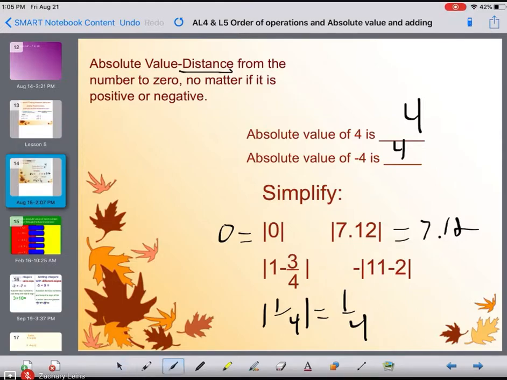All right, so here what we're going to do is do what's in between the absolute value grouping first. So we have 11 minus 2, so that's going to be the negative absolute value of 9. So the absolute value of 9 is just 9. But remember, we have that negative out there, so this is actually going to be negative 9 just because that negative was out in front.